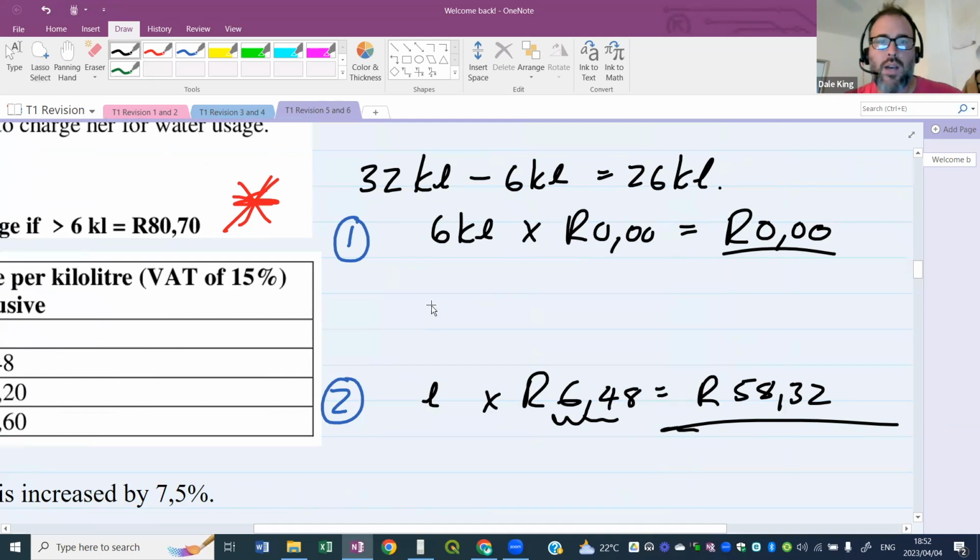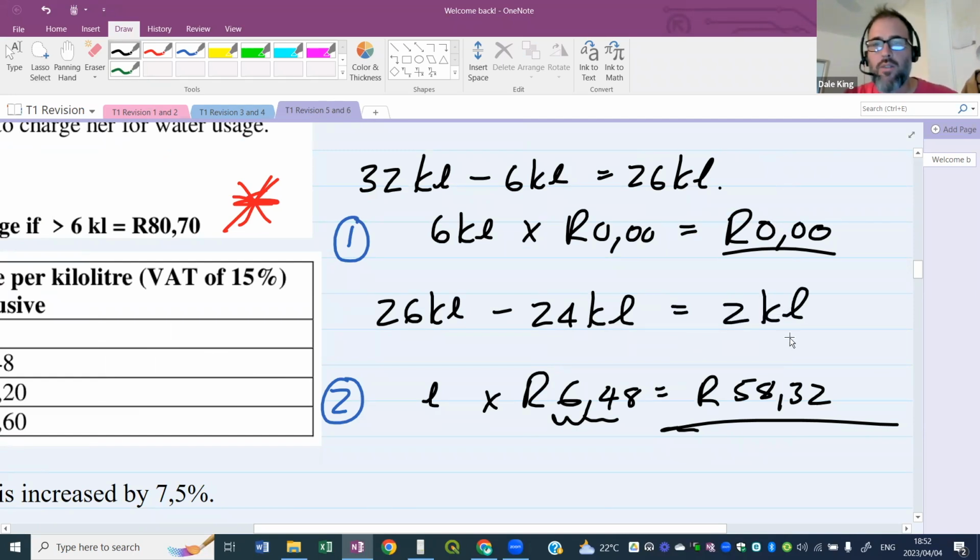Okay, so I've got 26 left over. So I'm going to say this, 26 that I've got left over, remove 24. Why am I saying 24? Because there's 24 kiloliters in the second bracket. That's all the water in the second bracket. Okay, which means I have 2 kiloliters left over.